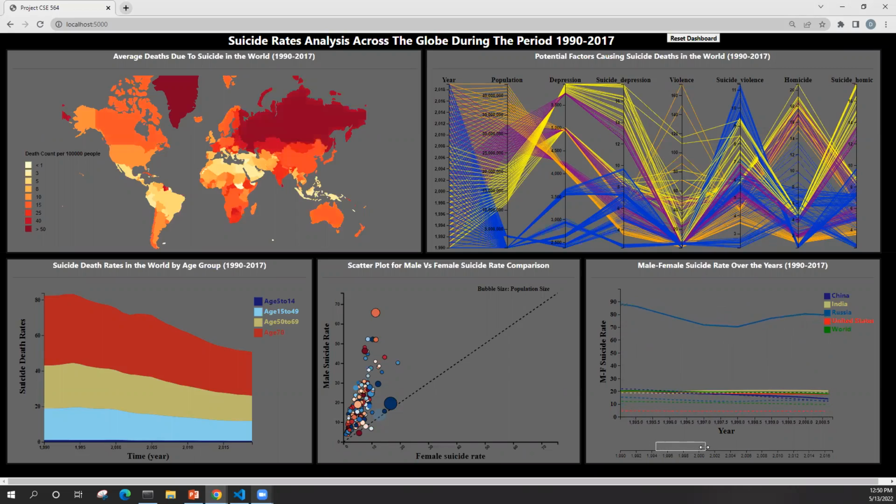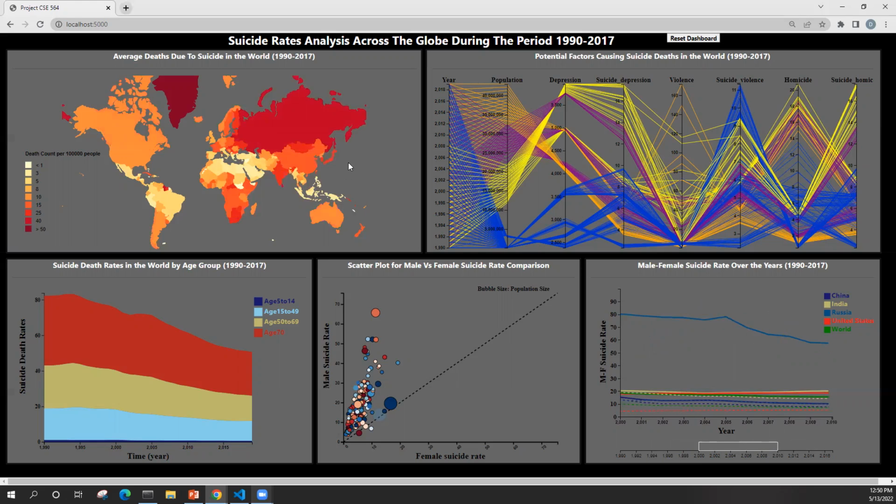Also, one more thing that I would like to point out here is that while selecting a particular timeline here, it will also update the dataset for the choropleth map and will show the average number of deaths during that period. So if we want to see the average deaths during 2000 to 2010, we just need to move this bar here and it will update the overall deaths in the choropleth map.